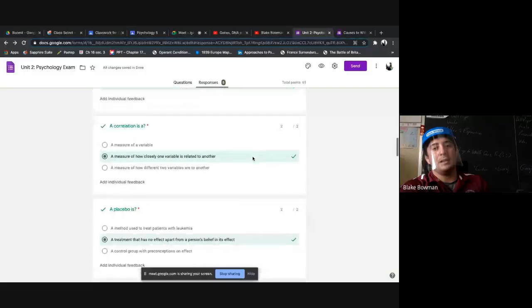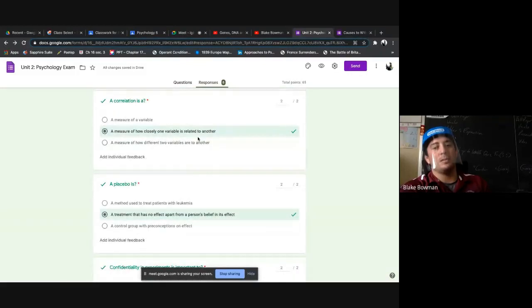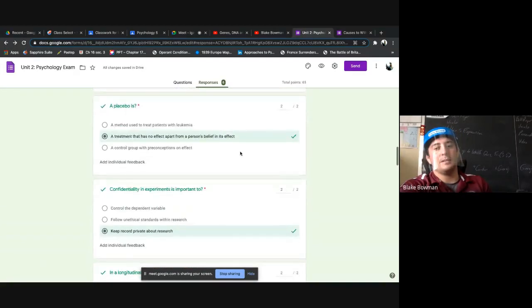A correlation is a measure of how closely one variable is related to another. We know that, the relationship between two variables. A placebo is a treatment that has no effect apart from a person's belief in the effect. Right? So this is something like a sugar pill, something that is not actually helping or treating a problem someone might have.